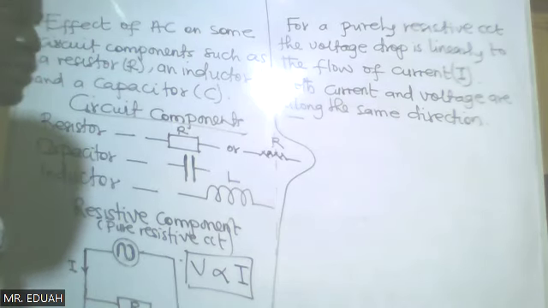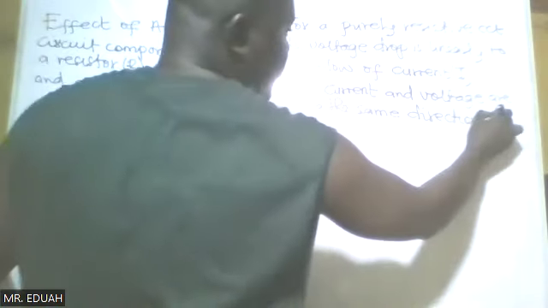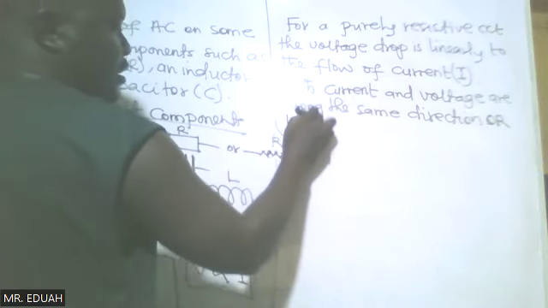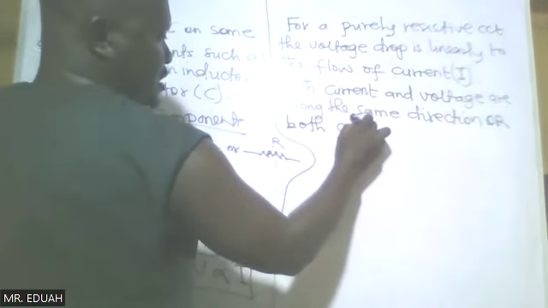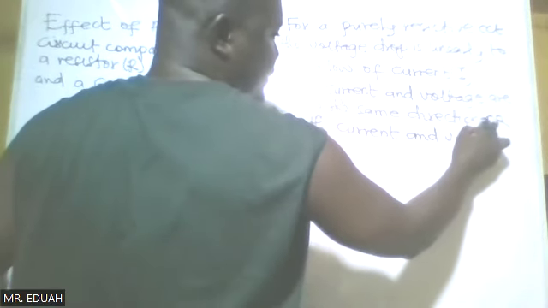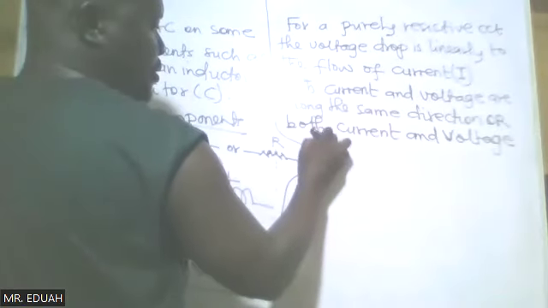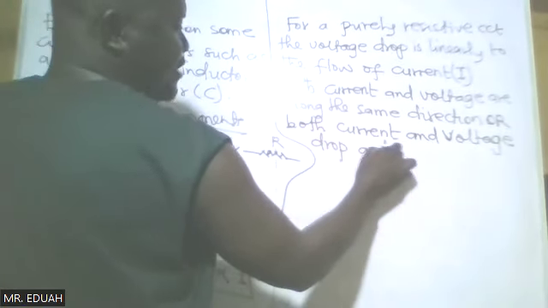If it is linear to the current flow, then we can deduce that both current and voltage, or potential difference, are along the same direction, or both current and voltage drop are in phase.